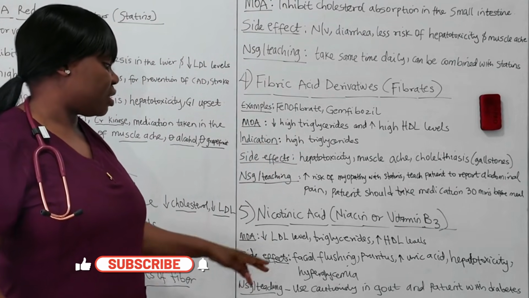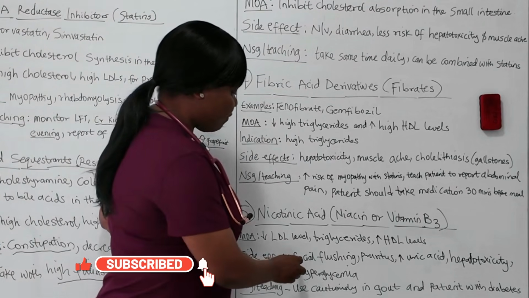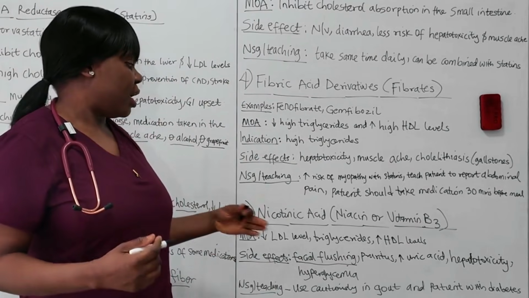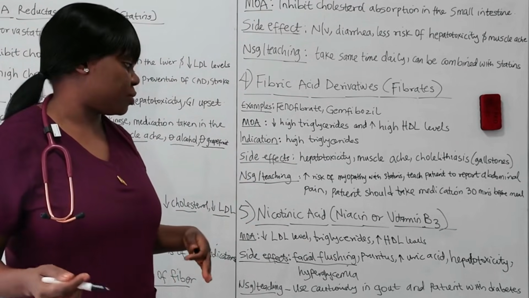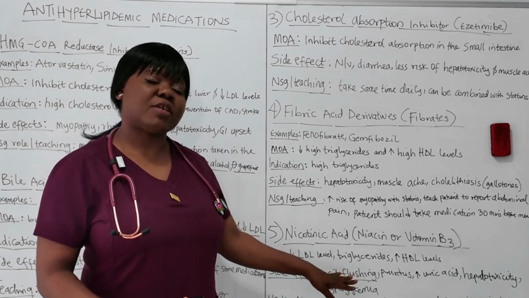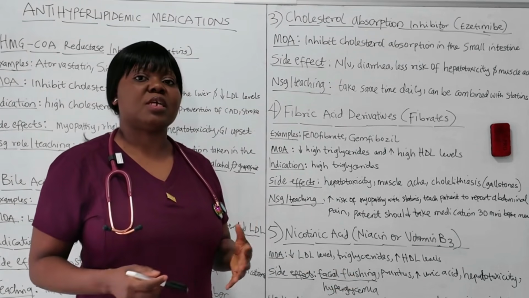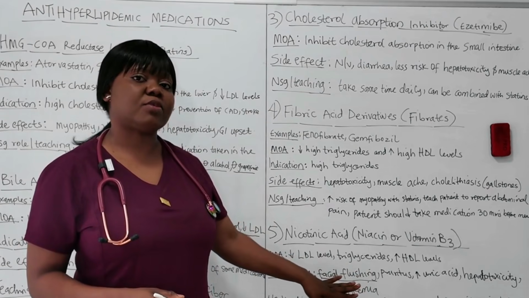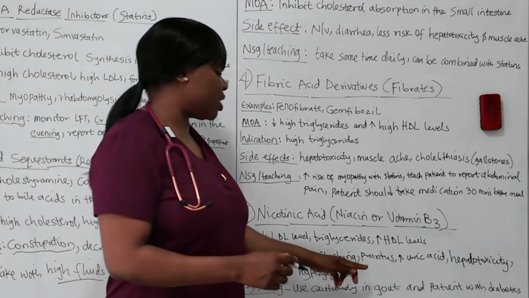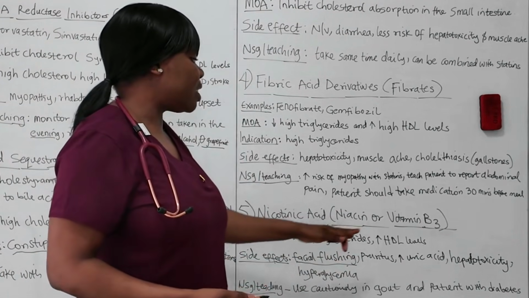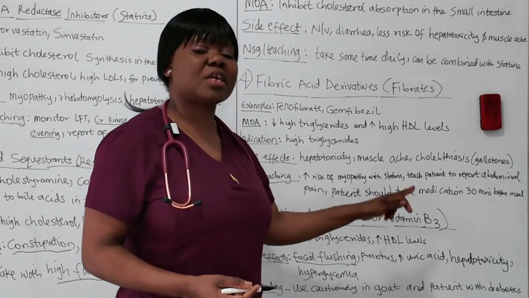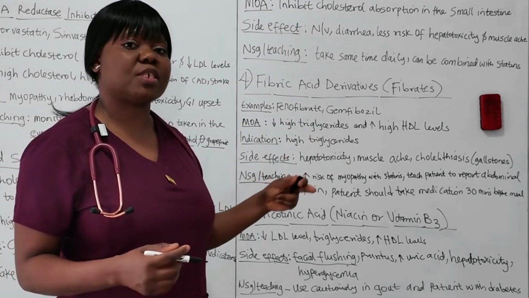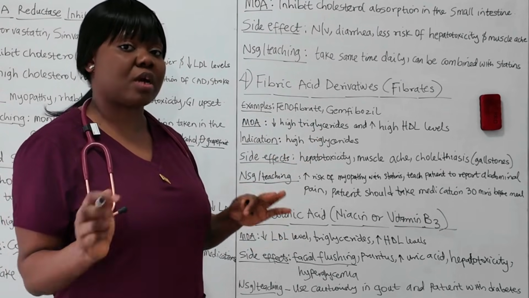So the side effects that you need to know include facial flushing. It can cause facial flushing, and that's due to increased vasodilation. To reduce that effect of facial flushing, it's been known that when patients take aspirin in applesauce, it helps to reduce that effect. And again, this medication can cause pruritus. It can also lead to increased uric acid. So you need to be careful when a patient that has gout is on this medication. So you use it cautiously in patients with gout.